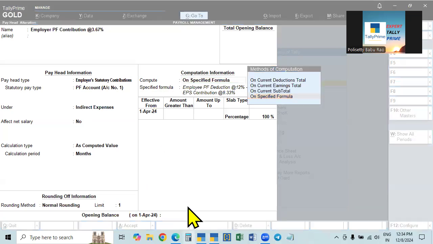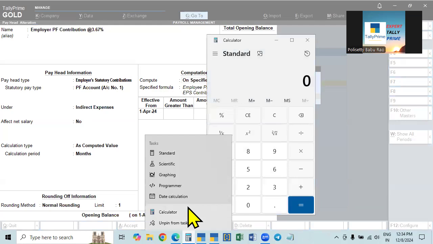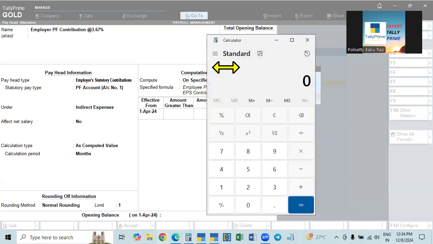See here, we have to calculate up to 15,000 rupees. So for example, we have to take 15,000 rupees and calculate 3.67%. 15,000 into 3.67% will be 550.5. So we added 50 paisa there. We have to remove it now here. So it will be 550. Okay.